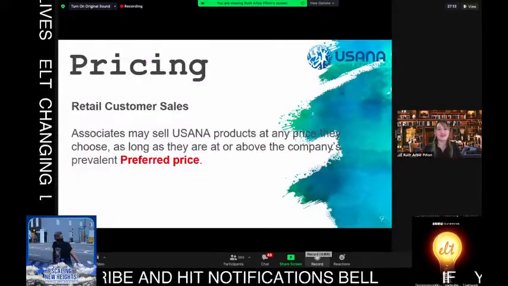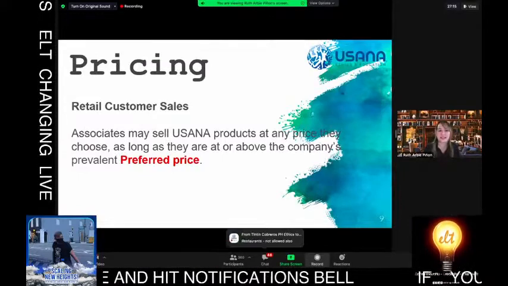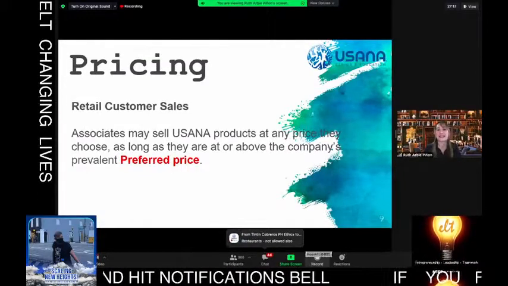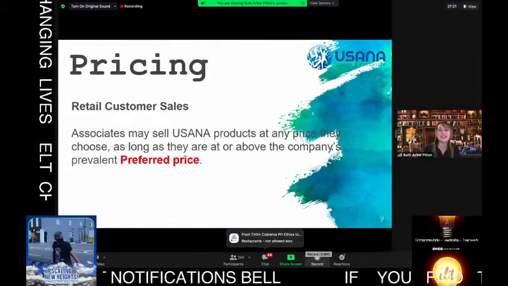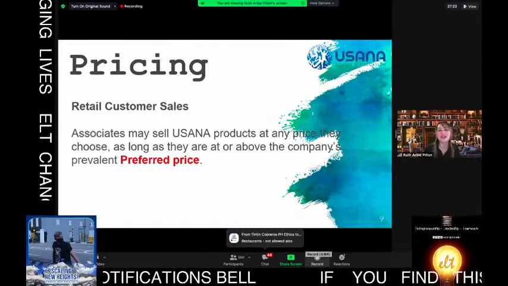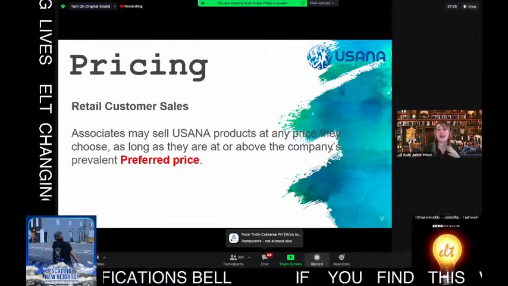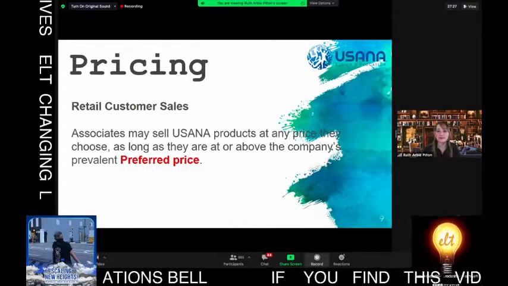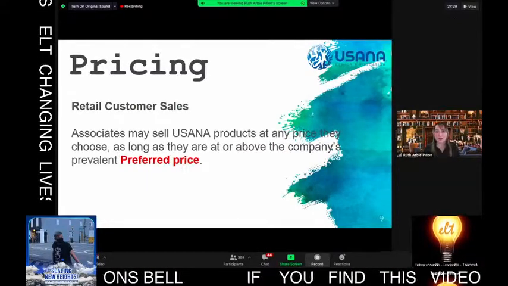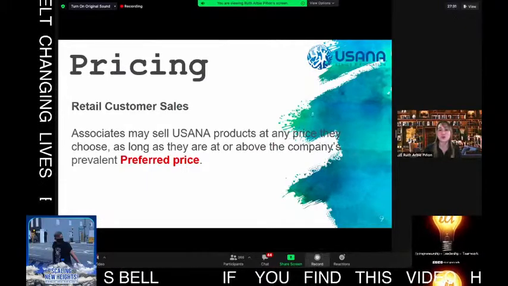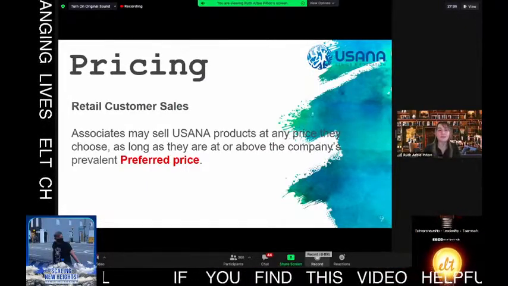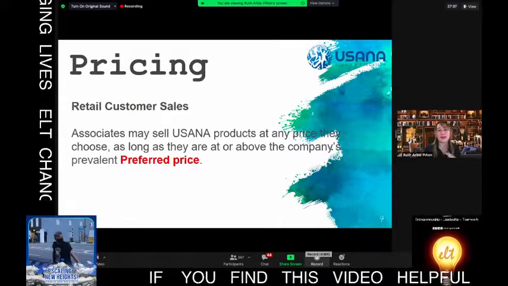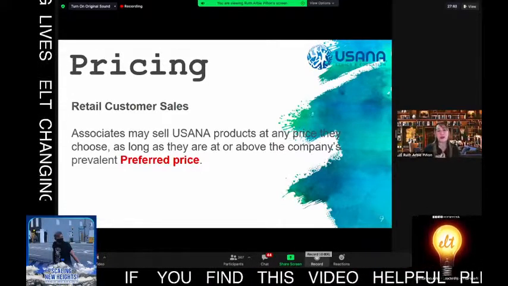Okay? And now, we go to the pricing or the retail customer sales policy. So, associate may sell USANA products at any price they choose as long as they are at or above the company's prevalent preferred price. So, ano yung preferred price? That's the associate price or the distributor price.